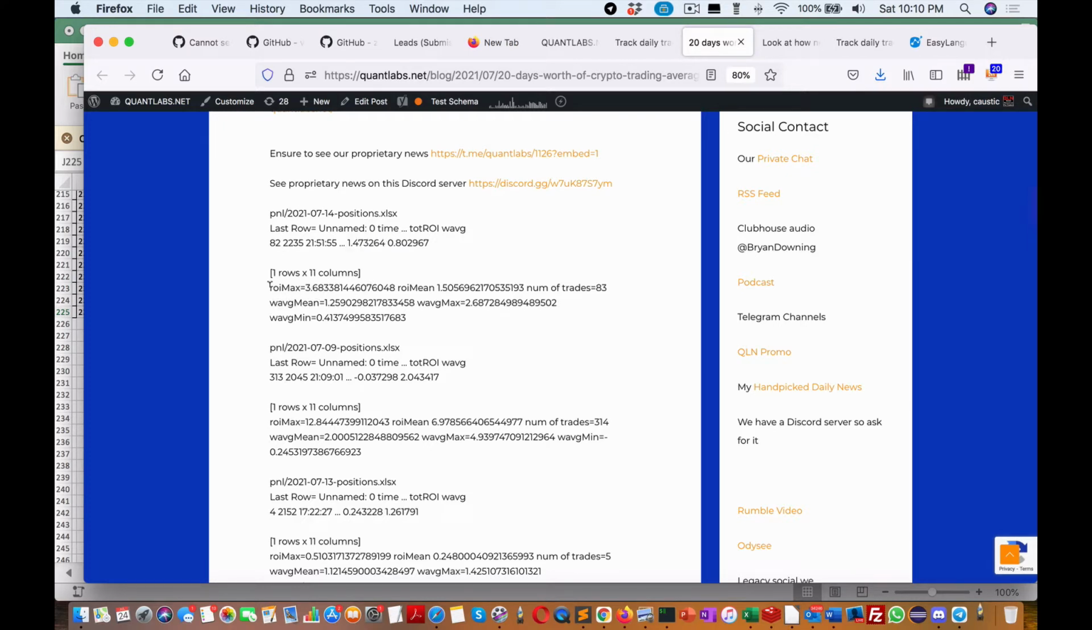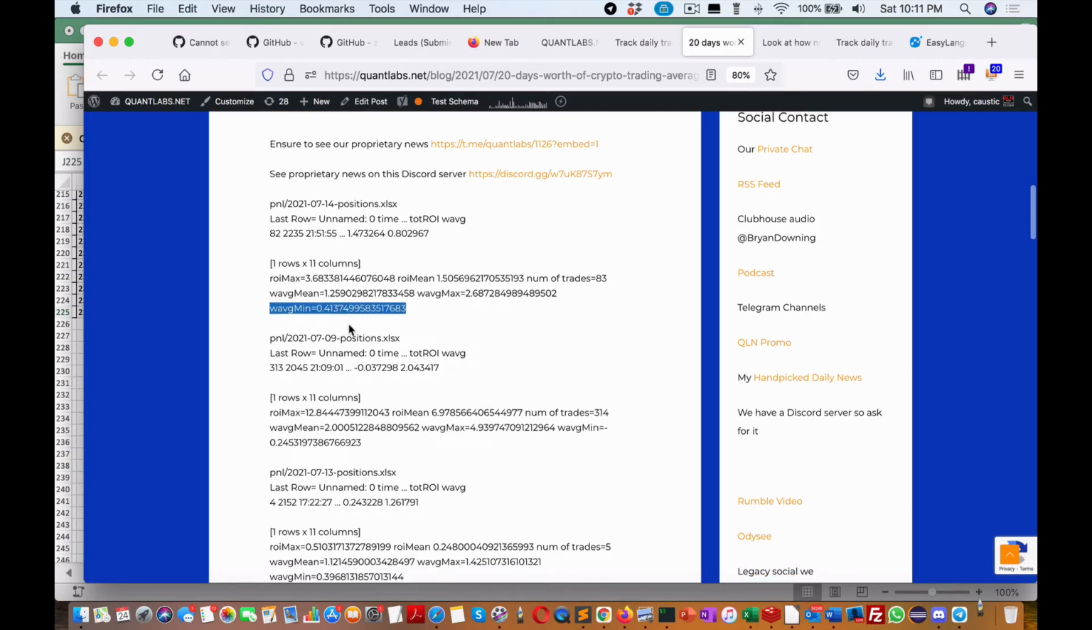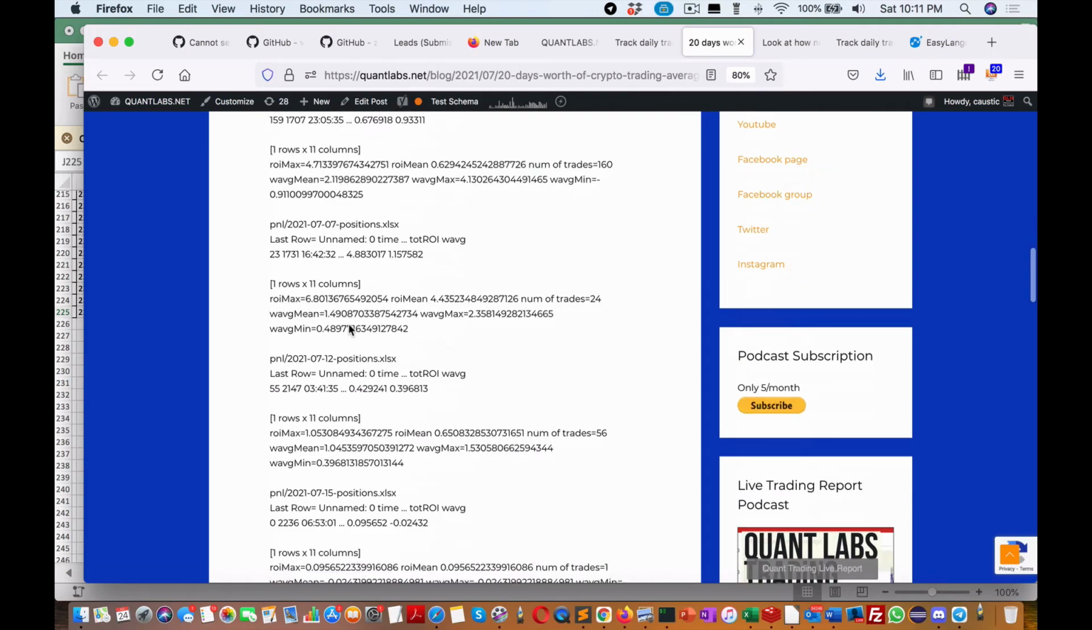And then we have ROI max. That's the maximum for the day of total ROI. Then we also track the mean of the day of the total ROI. Then we have the number of trades that were traded. And then we also want to track the weighted moving average mean, as well as the peak of the weighted average. From there, we also want to make sure we track the weighted moving average minimum as well. So you do that for each day, okay?